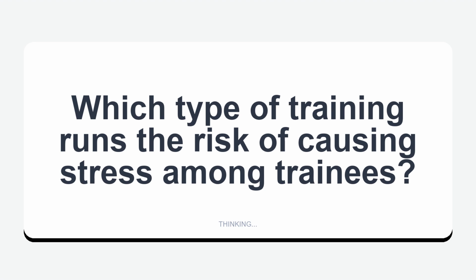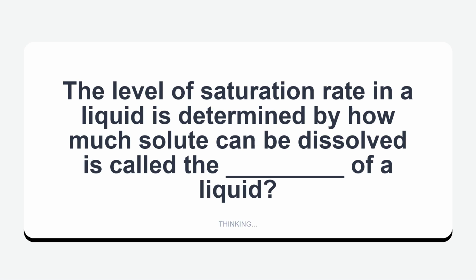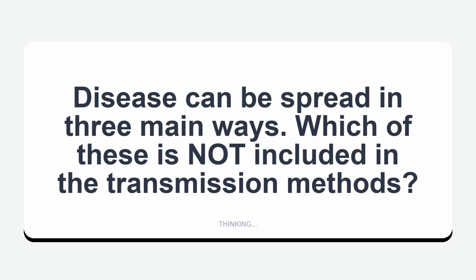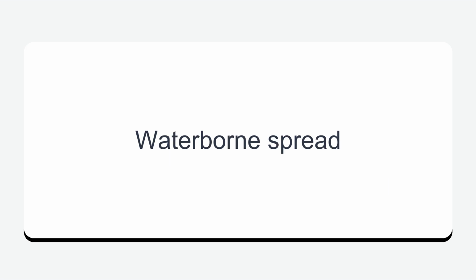Which type of training runs the risk of causing stress among trainees? Shadowing. The level of saturation rate in a liquid, determined by how much solute can be dissolved, is called the concentration of a liquid. Concentration. Disease can be spread in 3 main ways. Which of these is not included in the transmission methods? Waterborne spread.